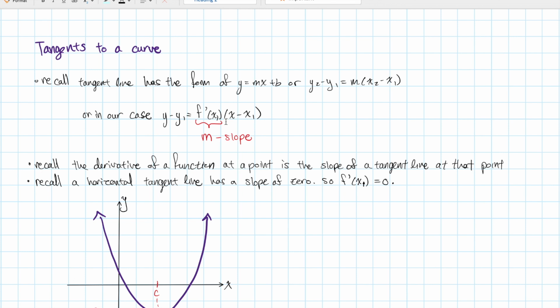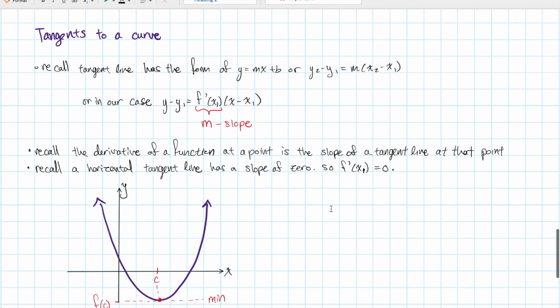Now recall also that the derivative of a function at a point, some particular x1, is the slope of the tangent line at that point. Remember that the tangent line has this form. So the slope of the tangent line is going to be the derivative of the function at that point. Okay, we also want to remember that a horizontal tangent line has the slope of 0. So f prime at x1, the slope from here, is equal to 0, or is undefined, which we're going to talk about in a sec.